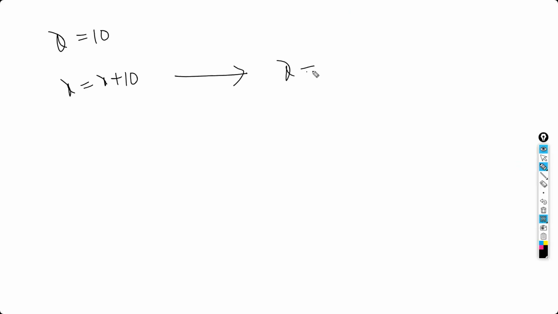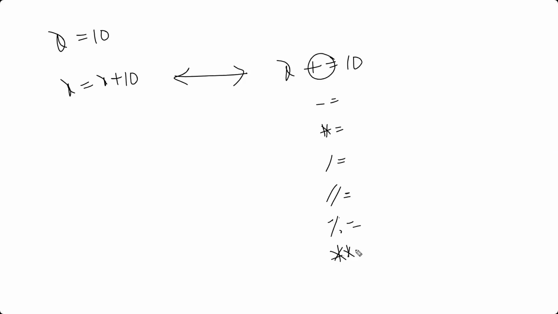x plus is equal to 10. You can write like this. Both the meanings are same. Anything of your choice: x is equal to x plus 10 or x plus is equal to 10. So plus is equal to, minus is equal to, into is equal to, division is equal to, floor division is equal to, modulo is equal to, power is equal to. Like this you can use.